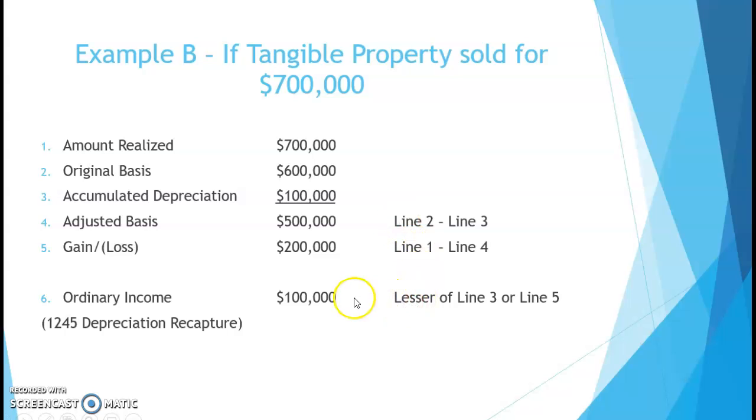So that $100,000 will be ordinary income, and because we still have excess left over from that, our other $100,000 will be classified as a 1231 gain. We did this just by subtracting our gain or loss minus our ordinary 1245 depreciation recapture.